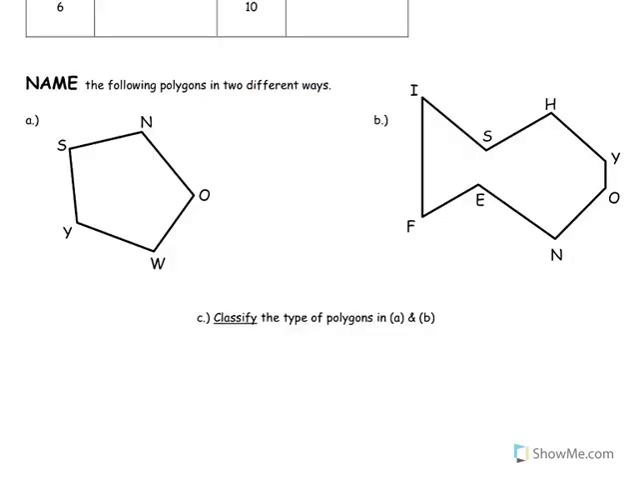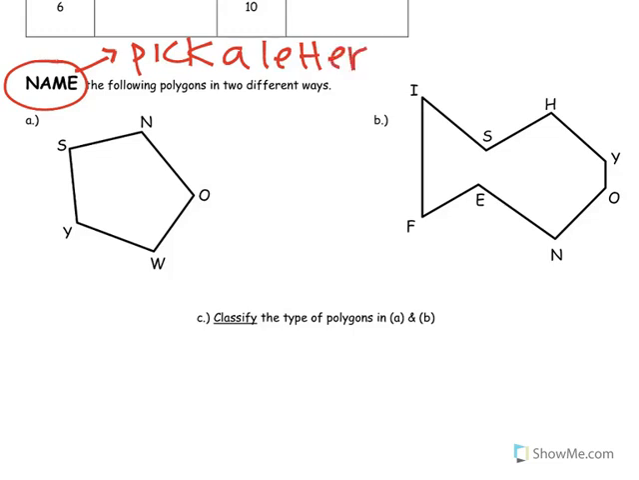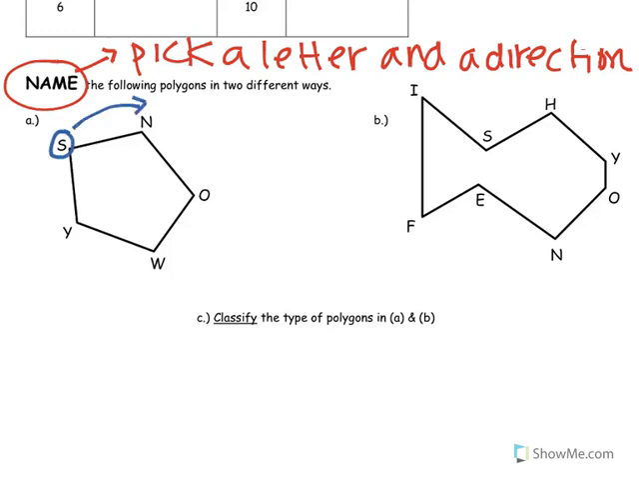Alright, and the other thing we can do with polygons is we can name them, okay? So our goal here is to name the following polygons in 2 different ways. When we name, we're going to pick a letter and a direction. Okay, so I kind of spelled some words out here for you, so I'm going to pick to start with letter S, and I'm going to pick to go in this direction. So I'm going to name this S-N-O-W-Y, going around the polygon. That polygon's name is Snowy.